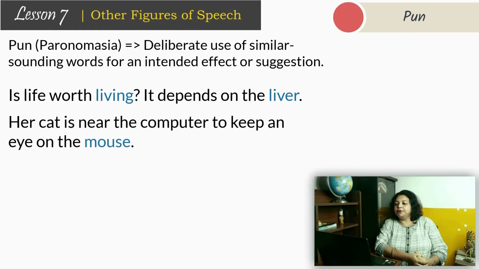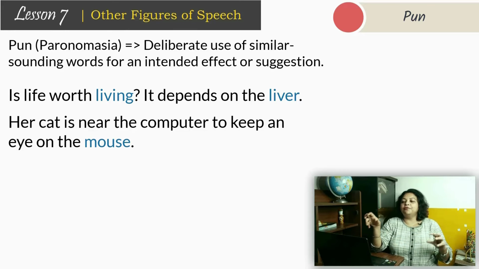Her cat is near the computer to keep an eye on the mouse. Whenever you associate a cat with a mouse, you obviously think of a real mouse, but this is about the mouse which you use with a computer. Therefore, this mouse is a different kind of mouse, but this association of cat with mouse and computer is creating an effect of humor because the word mouse has double meanings. There is no real mouse here. But the way the sentence is framed, it appears as if the cat is looking at a real mouse.